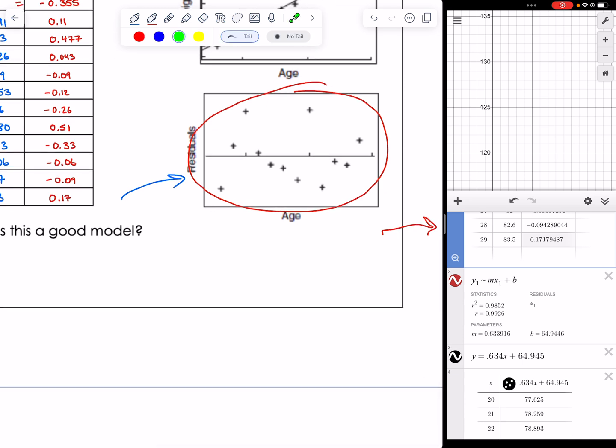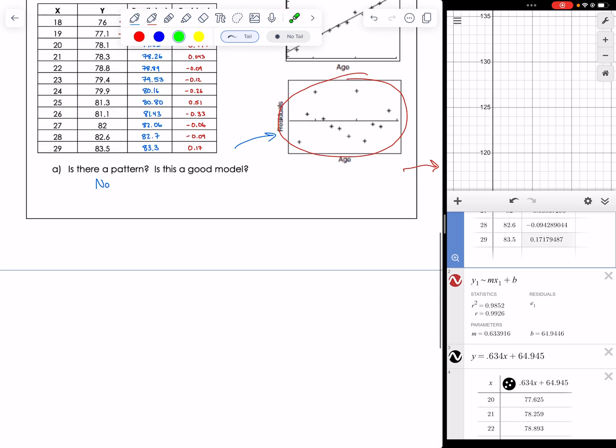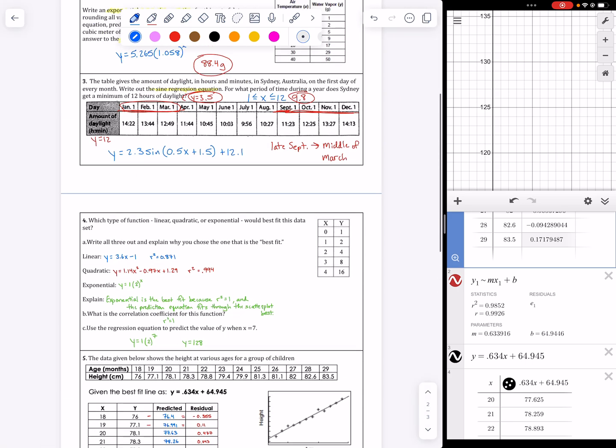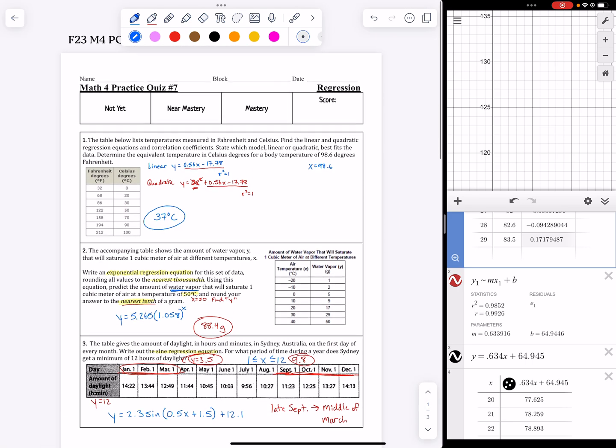We have 1, 2, 3, 4, 5, 6, 7 data points below the x-axis. And then we had 1, 2, 3, 4, 5 above the x-axis. So it's pretty well scattered around the x-axis. So we would say, no, there is no pattern. And then, yes, this is a good model. All right, so that is it for practice quiz number 7 on regression.